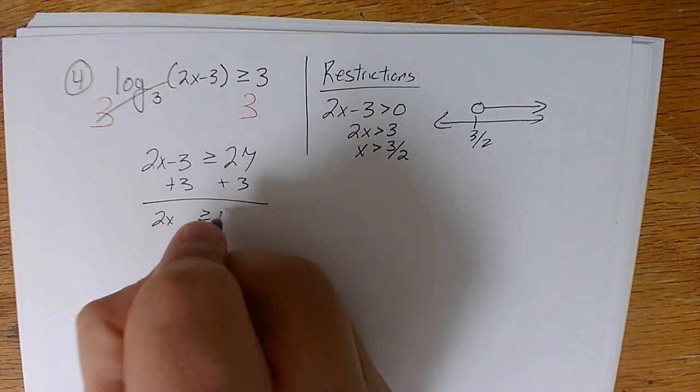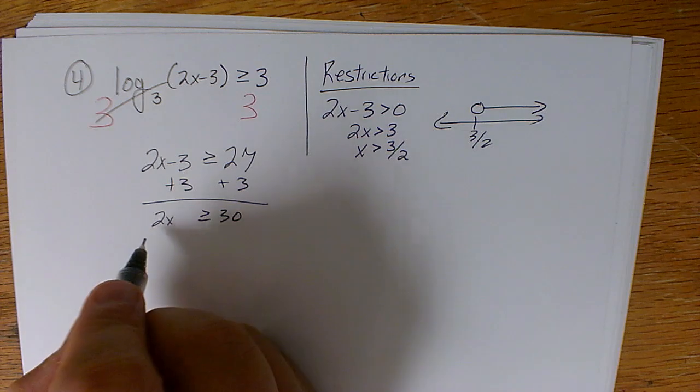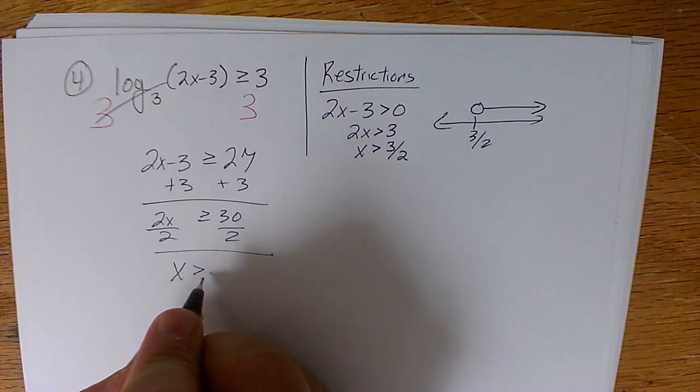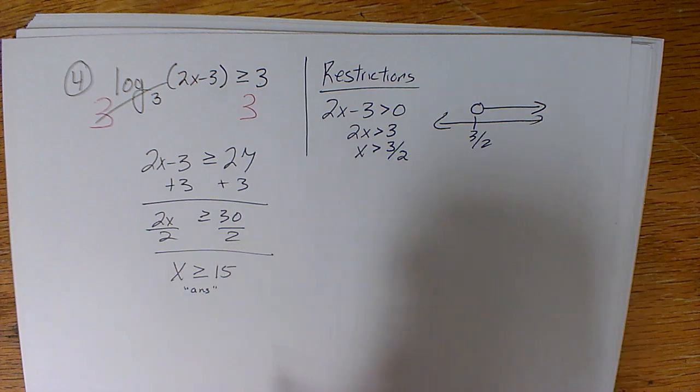2x is greater than or equal to 30. Divide both sides by 2. And then we get the answer of the inequality: x is greater than or equal to 15.